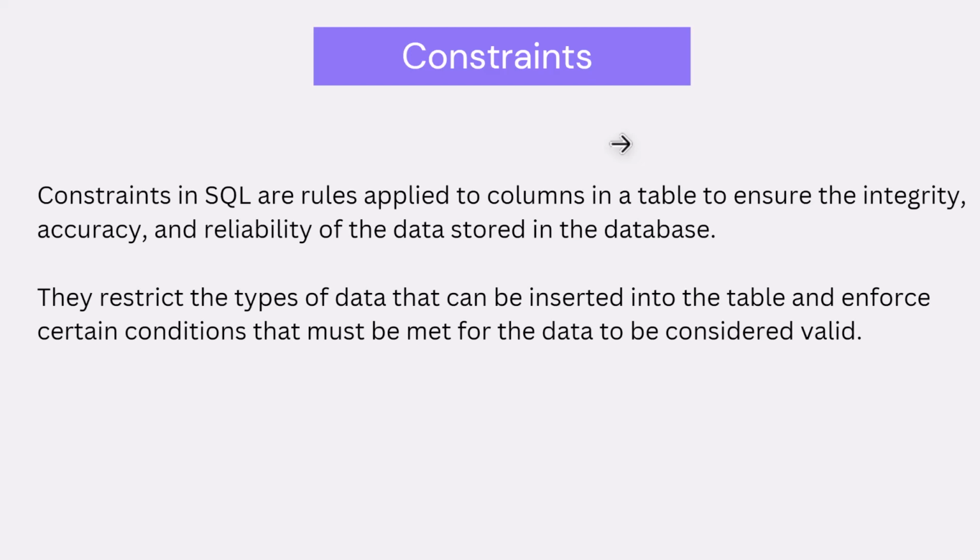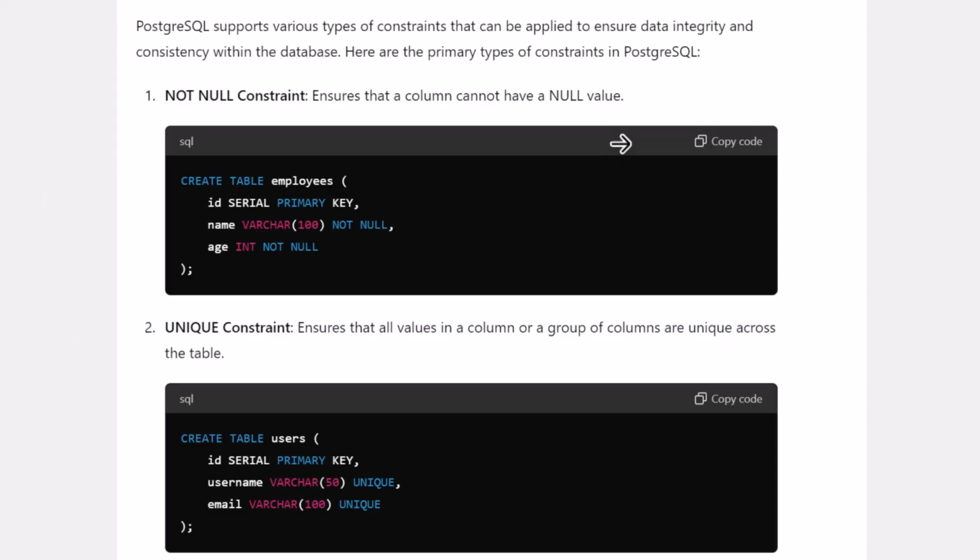in the database. So what constraints do is restrict the data that can be inserted into the table, and also enforce certain conditions which must be met for the data to be considered valid. We are going to be looking at some examples of constraints that we have in SQL and how we can apply them whenever we are creating tables and building our columns. Now, PostgreSQL supports various types of constraints that can be applied to ensure data integrity and consistency within the database. These are some of them.